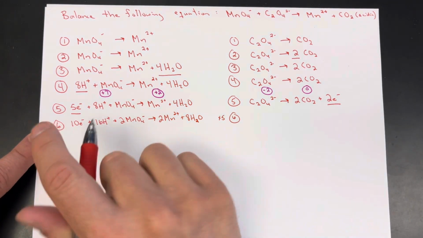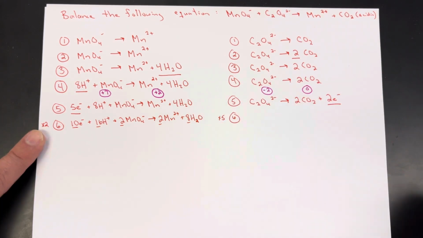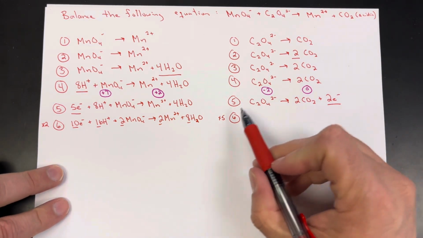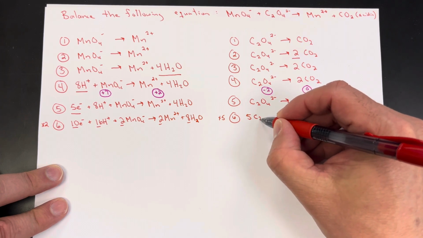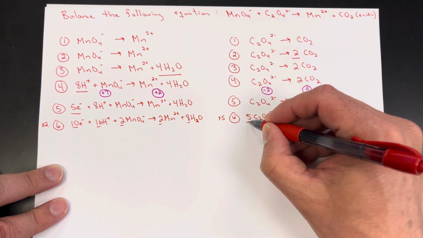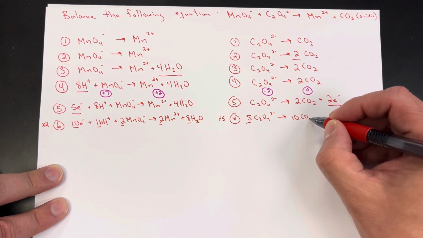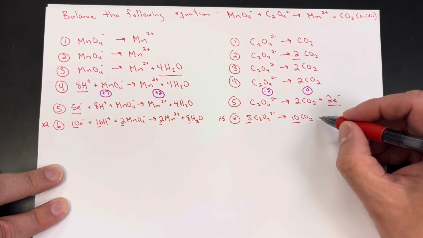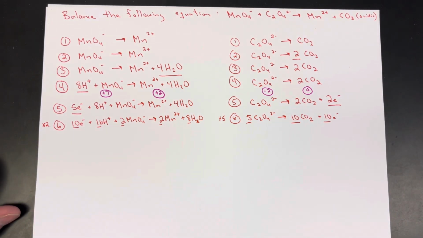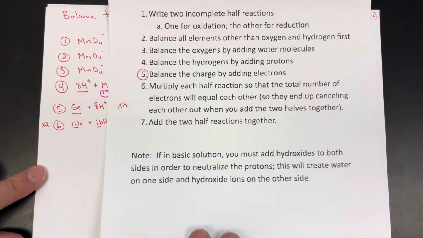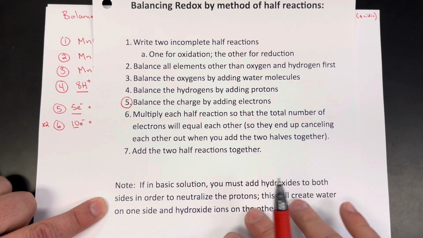I just multiplied each of these things by 2, so I'm going to underline those coefficients. On the right-hand side, I have to multiply by 5. So this is going to be 5 C2O4 2 minus. 5 times 2 is going to be 10 CO2s. 5 times 2 is going to be 10 electrons. That's the multiplication I had to do. And then we get to our last step, where we have to add the two half reactions together.